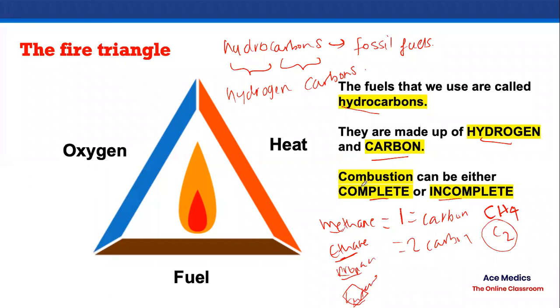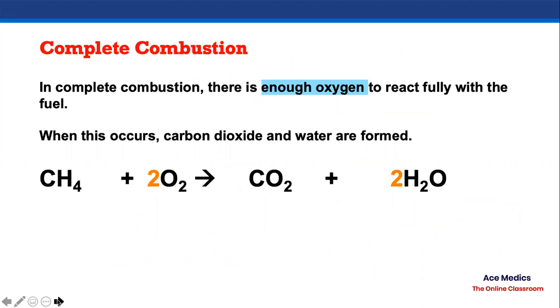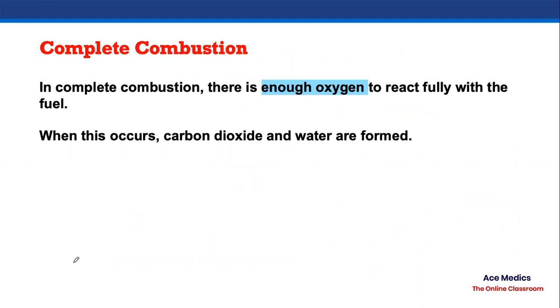Right, so like I said, combustion can either be complete or incomplete. So let's look at the difference between complete combustion and incomplete combustion, shall we? So what's happening in complete combustion then? Okay, so in complete combustion, we already said combustion is, what was combustion? What did we say the definition of combustion was? Do you remember? What was the definition for combustion?